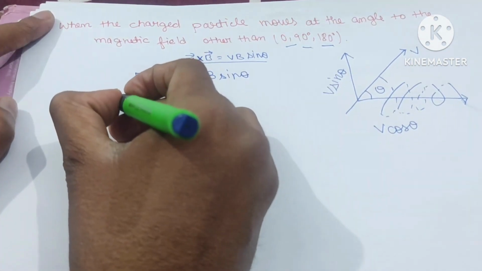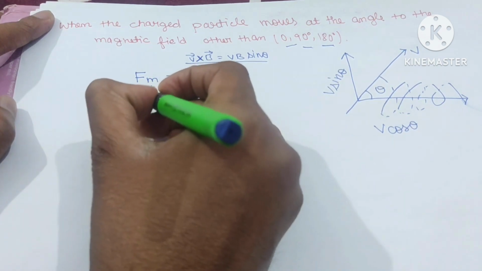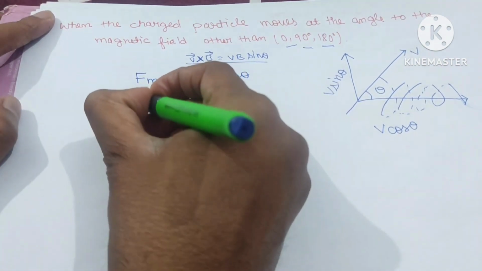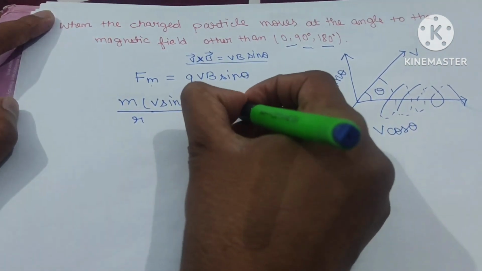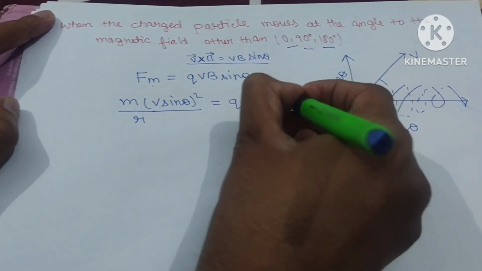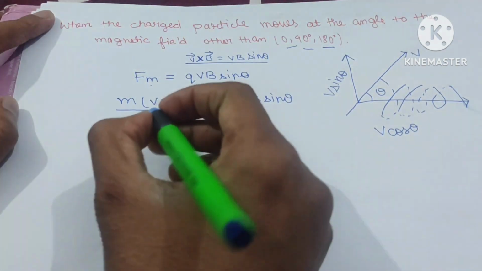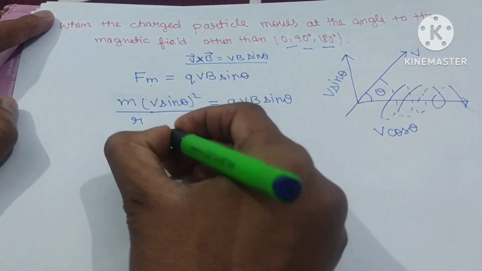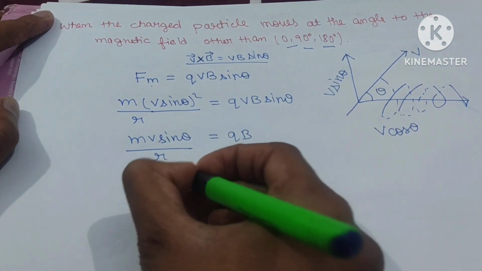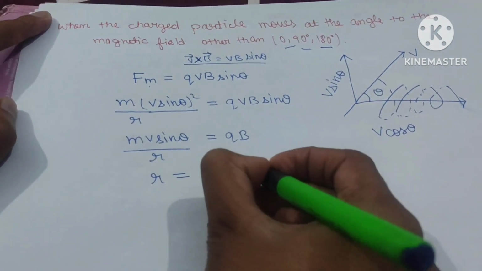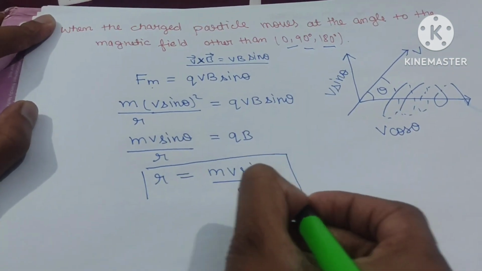So what is the circular centripetal force? mv square, so we'll write mv square by r. Now v square will be v sine theta square, and qv sine theta. Here one v will be cancelled. Also one sine theta and one sine theta will be cancelled. So it will be left with mv sine theta by r is equal to qb. Now r is equal to mv sine theta by qb. So we got our radius.